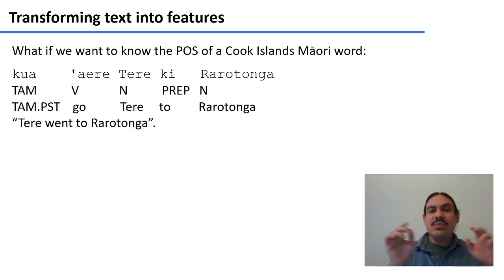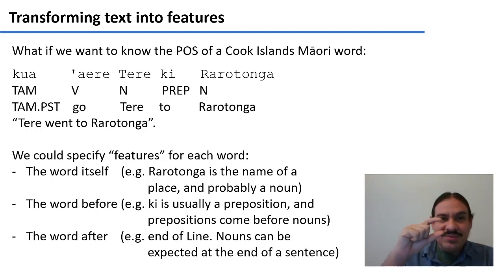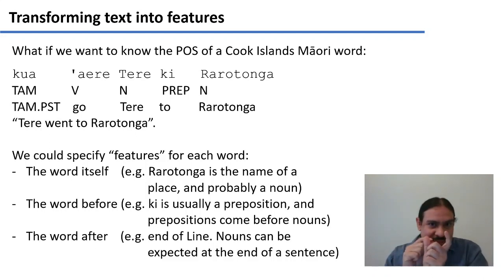So let's say we type kua aere Tere ki Rarotonga on the computer and want the computer to tell us TAM, V, N, PREP, N. We need to figure out what features we can use to train our support vector machine. We could specify the words themselves as features. Maybe we could have a feature that is the word, for example, Rarotonga or ki.